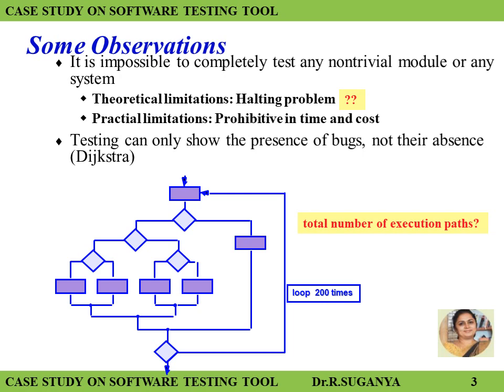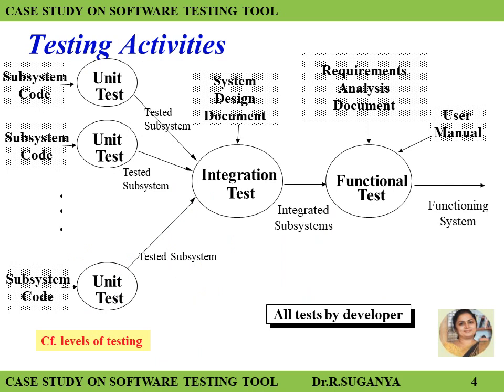predict. So testing activities include unit test, integration test, and functional test. In unit test, the project can be divided into many subsystem code. When it comes to integration test, it uses the system design document. And in functional testing, we have the requirements analysis document and user manual. So we have three testing activities. This is the levels of testing for the developer.